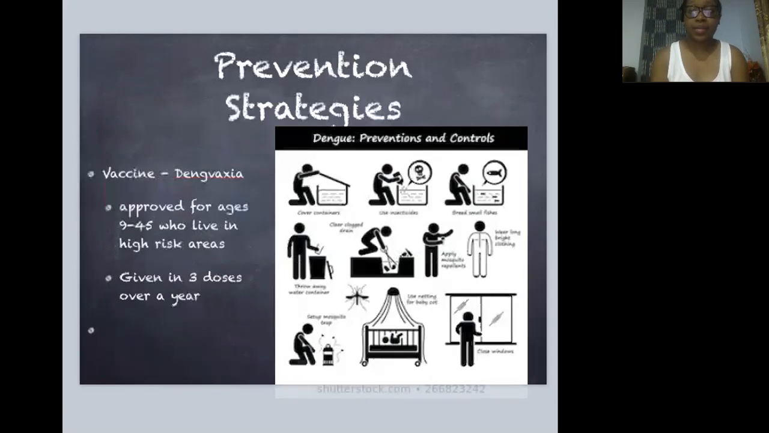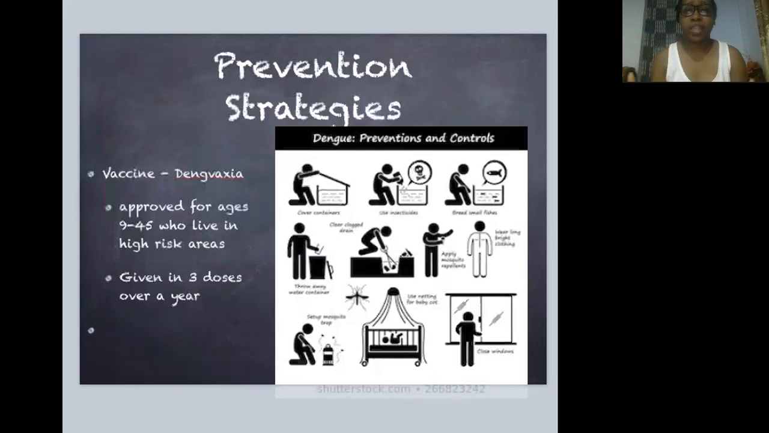So there is a vaccine called Dengvaxia. It was approved in 2016 for ages 9 to 45 individuals who live in high-risk areas, such as the Caribbean and Africa and such parts of Asia. This vaccine is given in 3 doses over a period of a year.